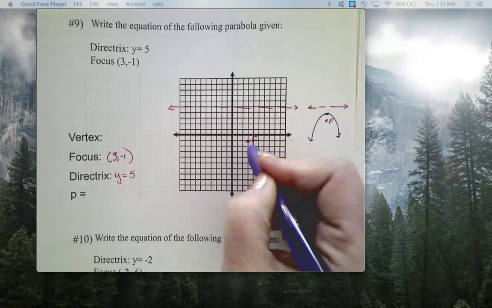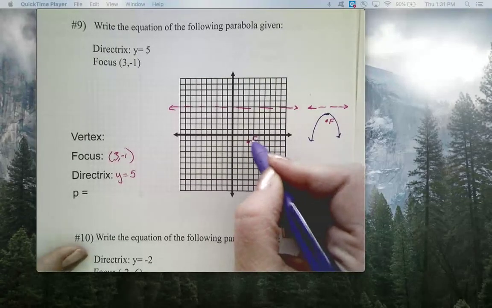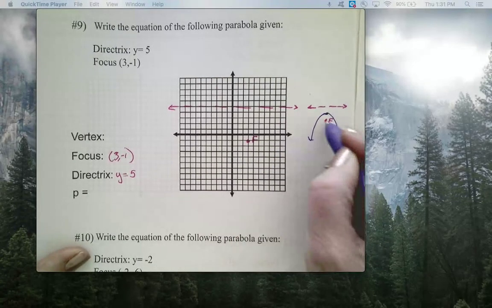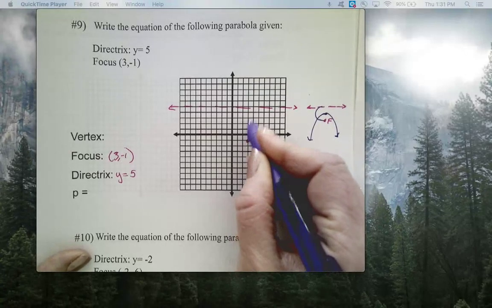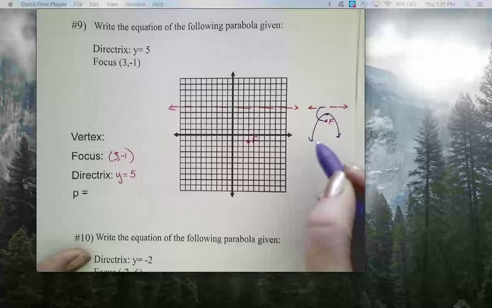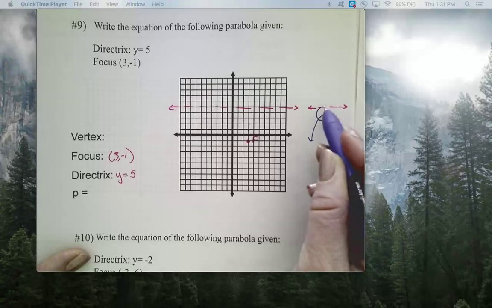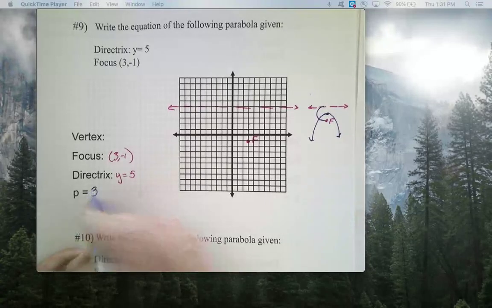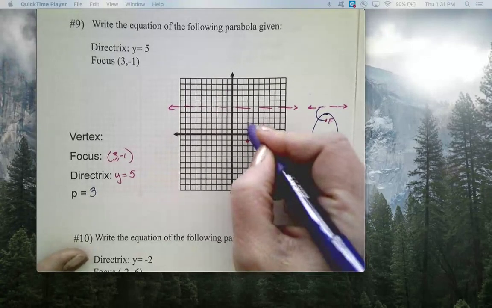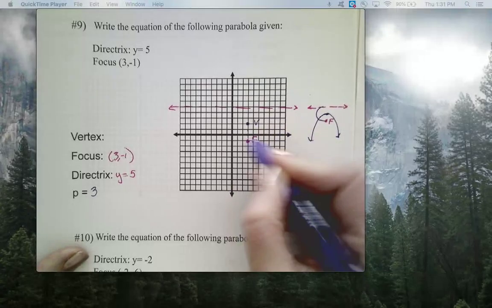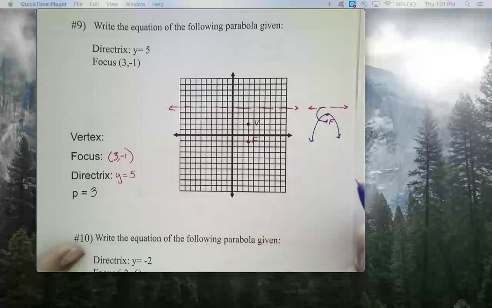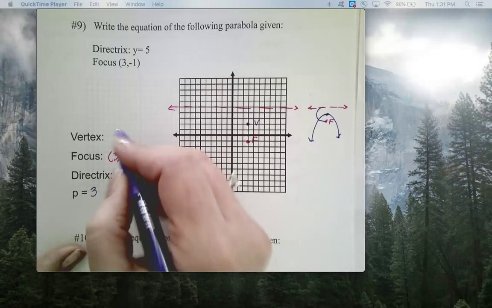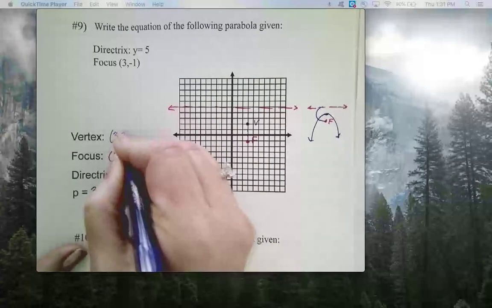So if I know my focal point's here, again, Andrew, this is where it's going to find that p-value. So if I go all the way from my focal point to my directrix, it'd be up 1, 2, 3, 4, 5, 6. So 6 from focal point to directrix, I only need half of that to get to the vertex, meaning my focal length would be 3. So again, I know the vertex is halfway between. So if I went vertex up 3, I got my directrix, vertex down 3, I got my focal point. So now I know my vertex is 3, 2.